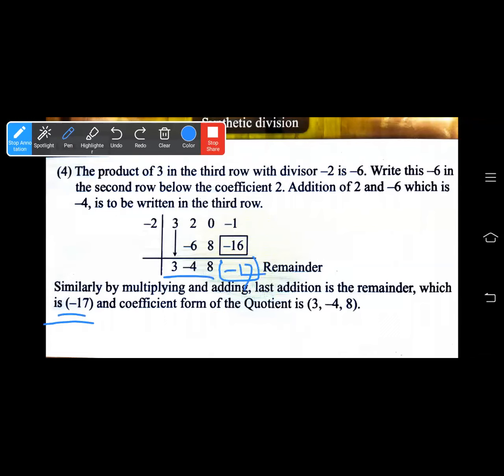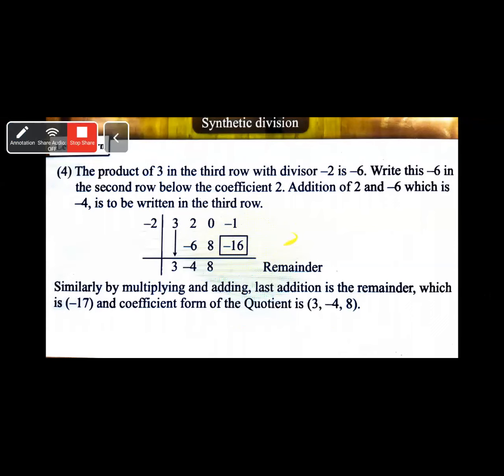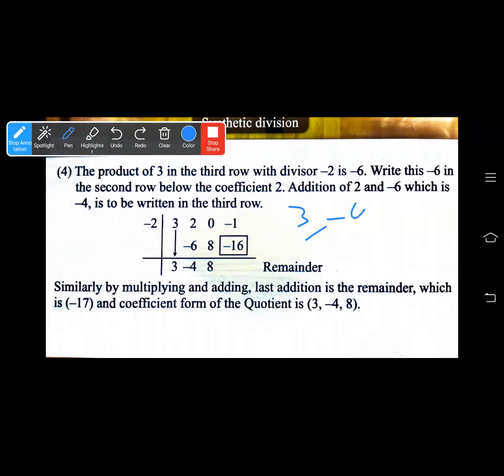The numbers 3, minus 4 and 8, to the left of minus 17, which is your remainder, are the coefficient form of the quotient, and you have to convert it into a polynomial. As I have told you, when you convert a coefficient form into a polynomial, the number of coefficients minus 1 is the degree of the polynomial. The number of coefficients is 3, and 3 minus 1 is 2. So the degree of the polynomial is 2.